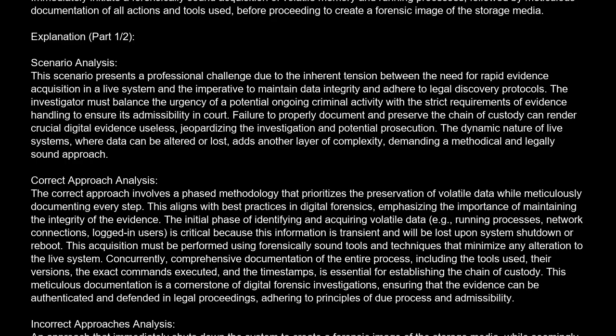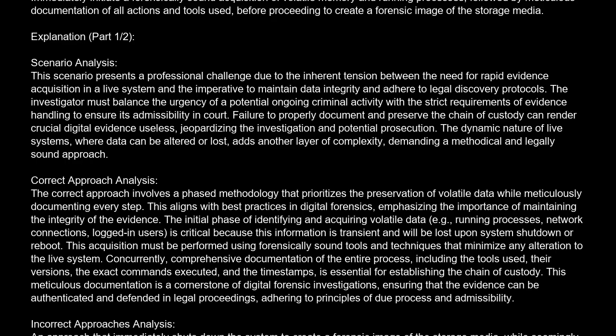This acquisition must be performed using forensically sound tools and techniques that minimize any alteration to the live system. Concurrently, comprehensive documentation of the entire process, including the tools used, their versions, the exact commands executed, and the timestamps, is essential for establishing the chain of custody. This meticulous documentation is a cornerstone of digital forensic investigations, ensuring that the evidence can be authenticated and defended in legal proceedings, adhering to principles of due process and admissibility.